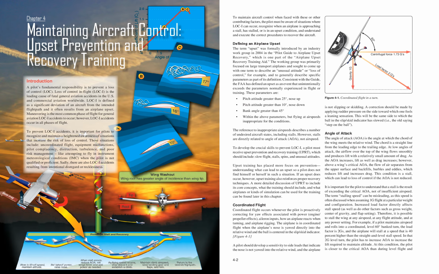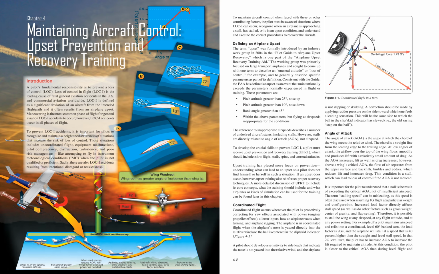Chapter 4. Maintaining Aircraft Control, Upset Prevention and Recovery Training. Introduction. A pilot's fundamental responsibility is to prevent a loss of control, LOC. Loss of control in flight, LOC, is the leading cause of fatal general aviation accidents in the U.S. and commercial aviation worldwide. LOC is defined as a significant deviation of an aircraft from the intended flight path, and it often results from an airplane upset.